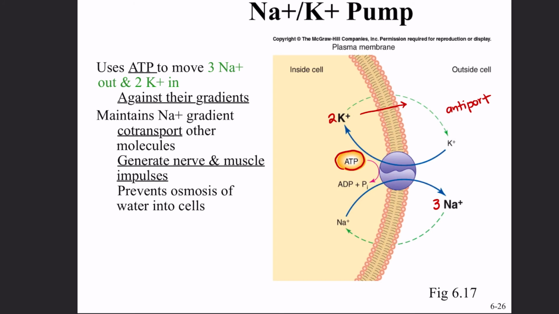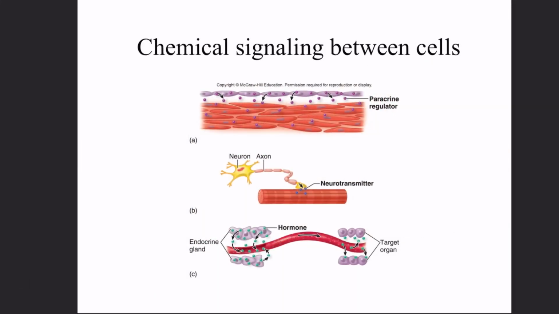This is really important. The concentration gradients that are set up by the sodium-potassium pump are what allow us to generate our nerve and muscle impulses. It's literally what allows for communication in the body. So this slide is showing you the different types of chemical signaling between cells. Thanks to our sodium-potassium pump, these types of signaling are possible.